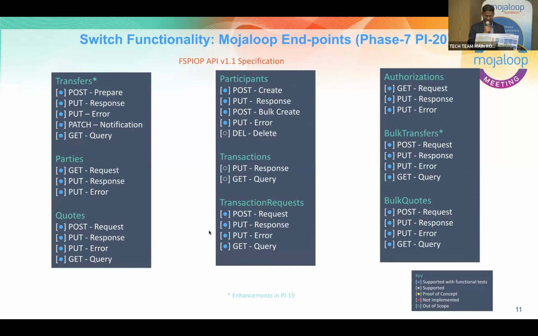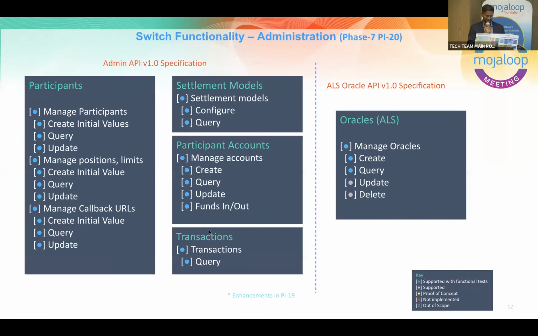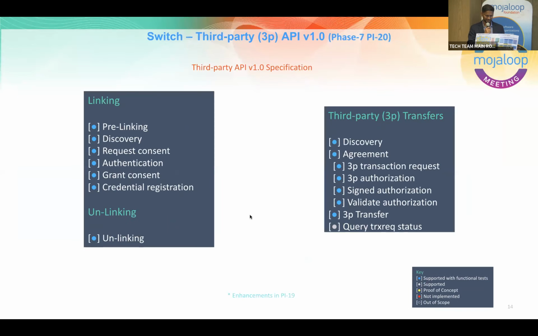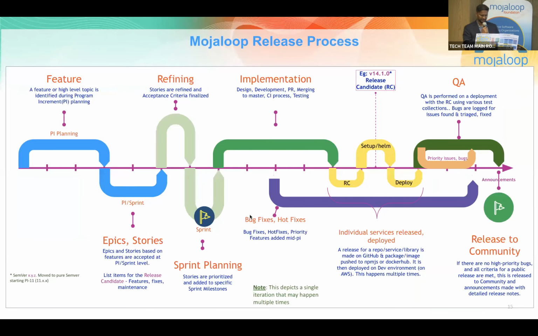Similarly, for resources, this can be used as reference. I won't go into detail on this. The settlement functionality, the back office functionality, third-party functionality. A few seconds on this one, the Mojaloop release process.